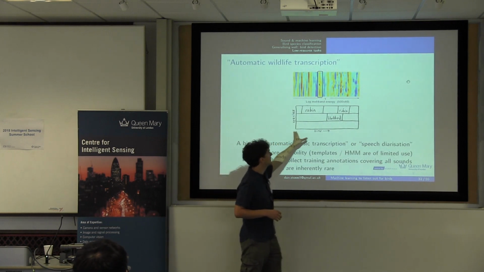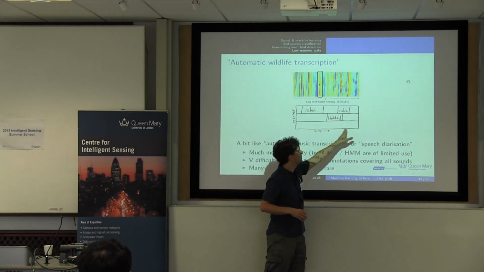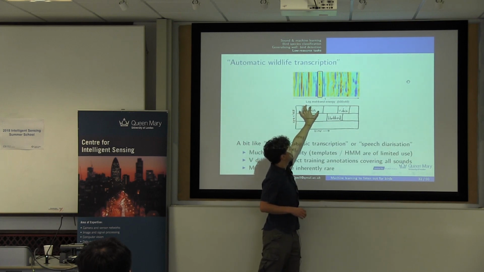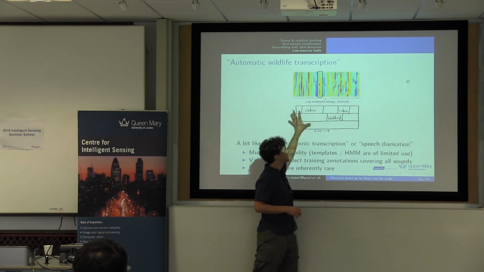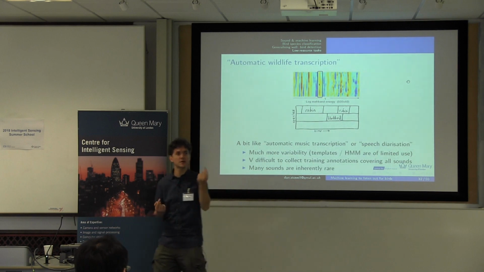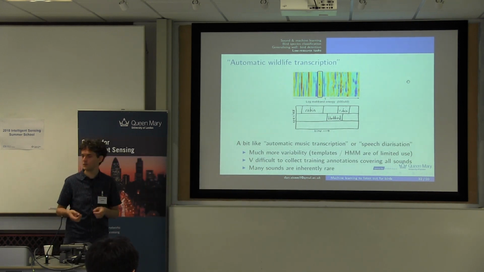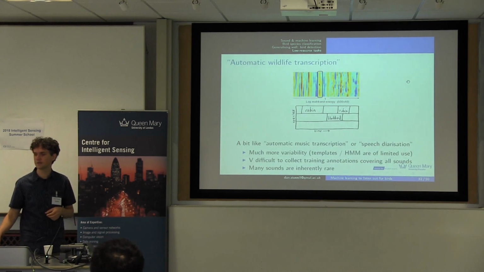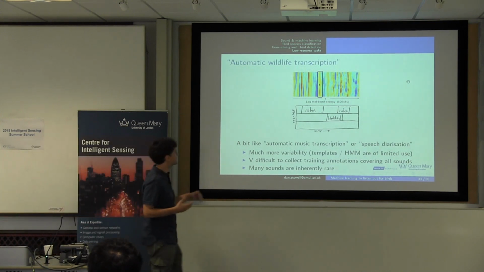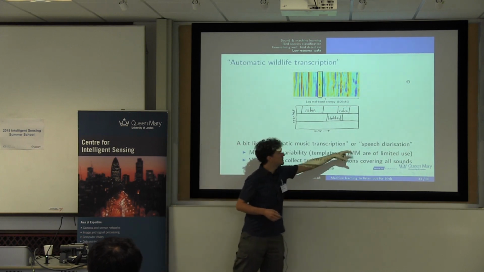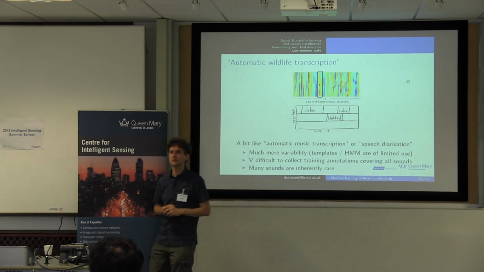And so if we have a spectrogram here, we have time, species. We want to know if there's a robin here, a blackbird, a robin. We want to know who is vocalizing and when. If we have that kind of information, then we can do more work. We can do behavioral analysis and so on. So it's a bit like automatic music transcription, if any of you work with that, or speaker diarization, if you work with speech technology.